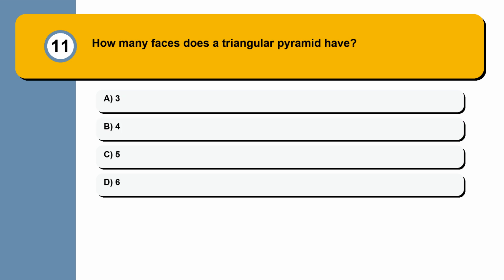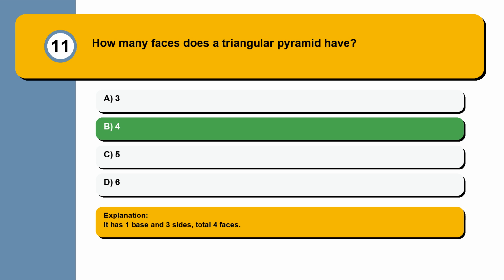Question 11. How many faces does a triangular pyramid have? 3, 4, 5, 6. It has 1 base and 3 sides, total 4 faces.